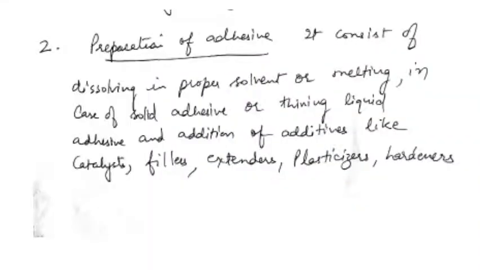Now the second step is the preparation of our adhesives to apply on the adherent surface. So how do you go about the preparation of the adhesive? It consists of dissolving in the proper solvent, or melting in the case of a solid adhesive. How do you want to use your adhesive?